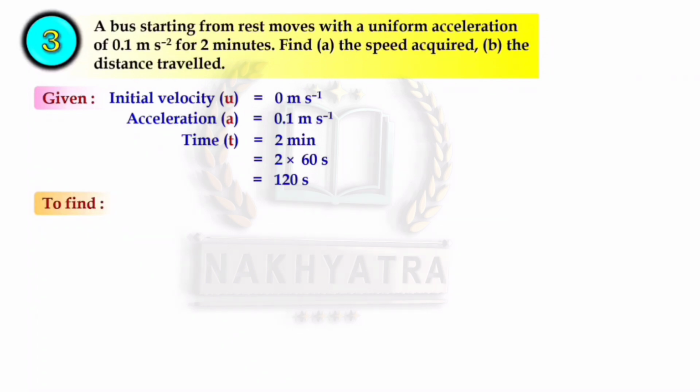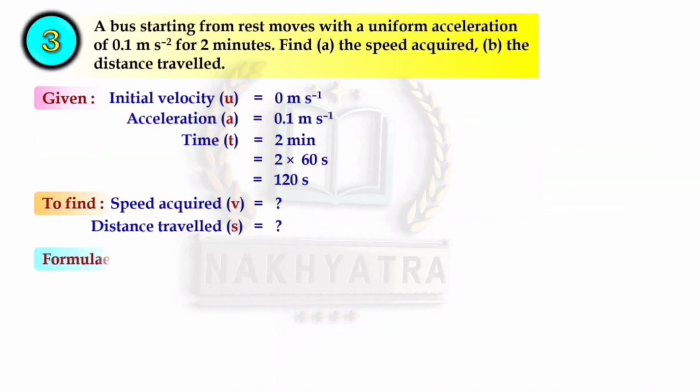Now what we have to find out? We have to find out the speed acquired, that means the value for v, and the distance traveled, that is s. So the formula here we will be using, for finding out the speed, we know that it is v equal to u plus at, which is the first kinematical equation, right? And for finding out the distance traveled, you already know, I guess. Yes, it is the second kinematical equation, that is s equal to ut plus half at square. Clear? Now let's solve it.